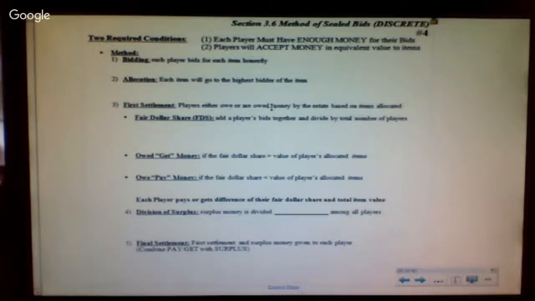First off, you need to calculate the player's fair dollar share. So what you do is you add all the players' bids together and divide by the total number of players. So total bids divided by the number of players, and that gives you your fair dollar share.